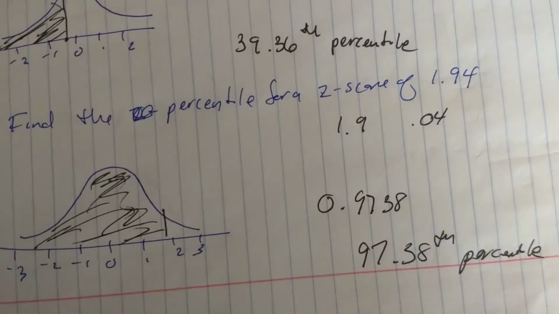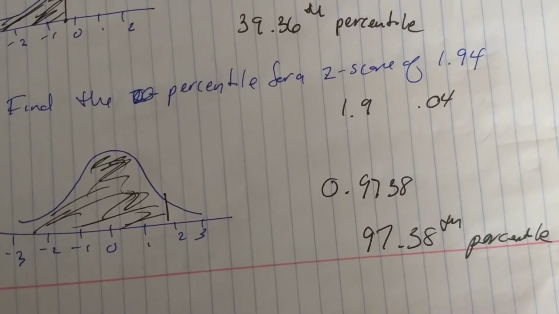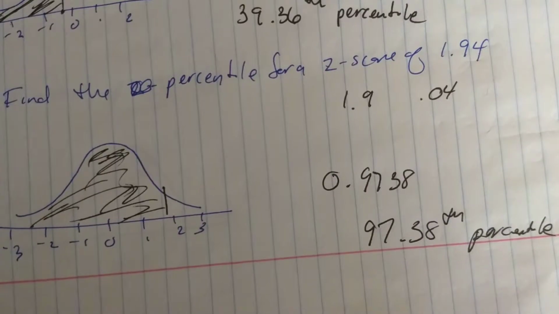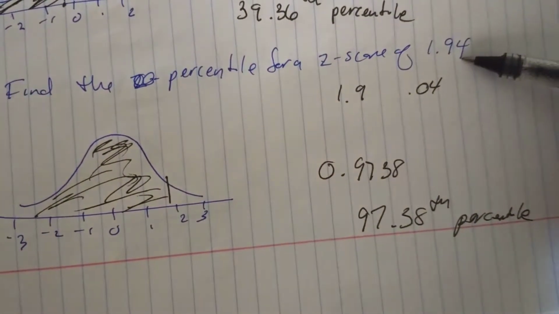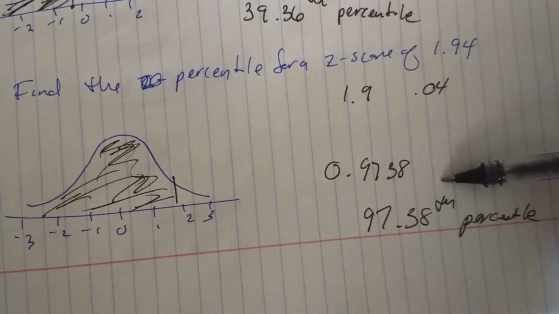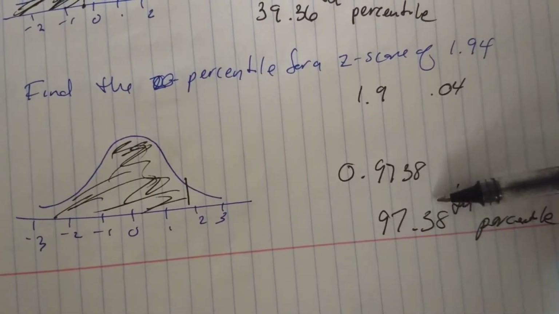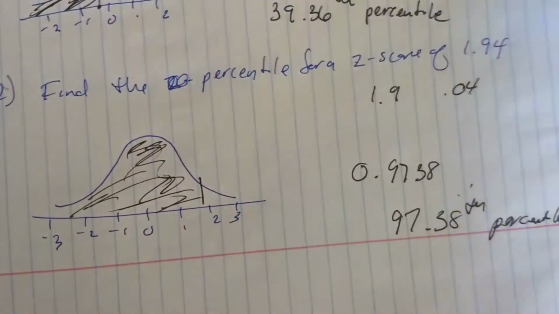So if I have something with a z-score of 1.94, that means 97.38% of the data is at that value or below. When I say that the z-score of 1.94 is the 97.38th percentile, that's the same as saying that 97.38% of the data is at or below that value.